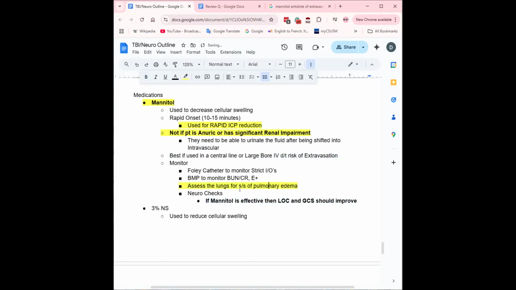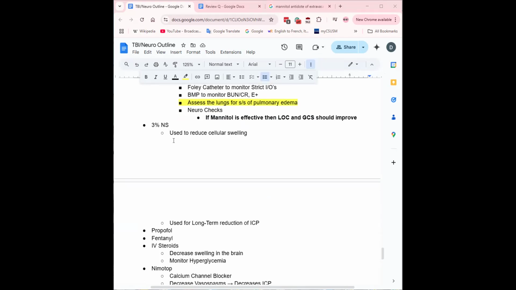Knowing that it affects the kidneys will make it more obvious that these are answers. And for the lungs, just remember it brings all the fluid. It tries to decrease the swelling by bringing the fluid intravascular so you can pee it out. But if you're not able to manage it properly, then it can go into the lungs.